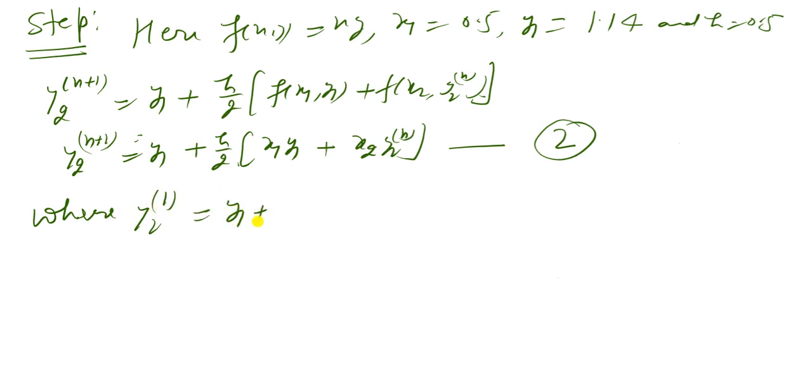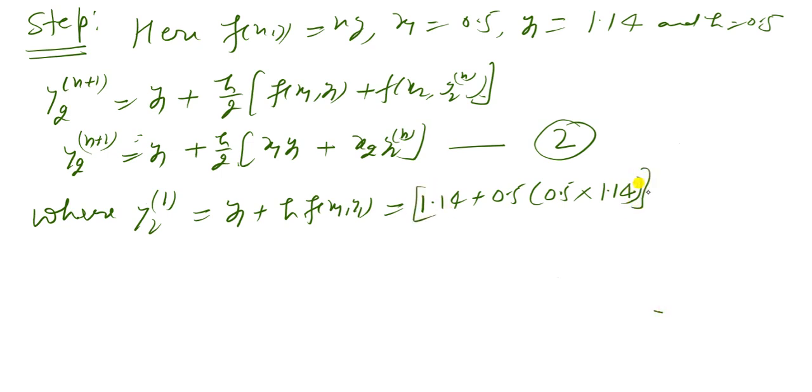Where y2 1 is equal to y1 by using the simple Euler's method, that is the forward Euler's method. y2 1 is equal to y1 plus h times f of x1 y1, and y1 is 1.14, h is 0.5, x1 is 0.5 into y1 is 1.14, because f of x, y is equal to x into y, and simplify this with the help of the calculator, then we obtain 1.43. So y2 1 is equal to 1.43.